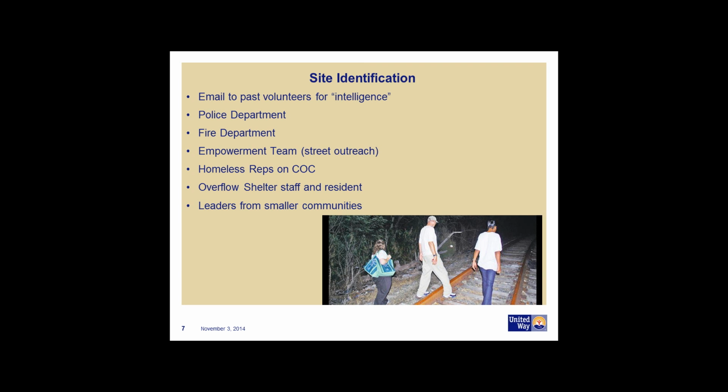The way we identify sites is we send emails to past volunteers. One of the things we found is that once people volunteer for us, they become much more aware of what homelessness looks like out in the community where people may be camping out. So we ask them if they've seen any active sites recently. We talk with the police department, fire department. Our empowerment team is our street outreach team. They used to be the PATH team, but they're no longer specifically a PATH team. We also have our homeless caucus and the representatives on the COC who help provide site identification.